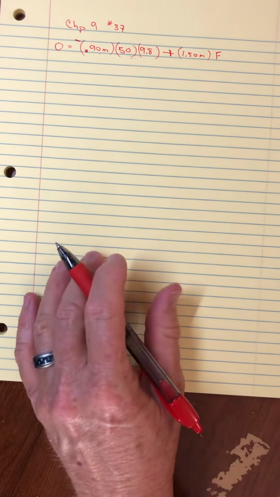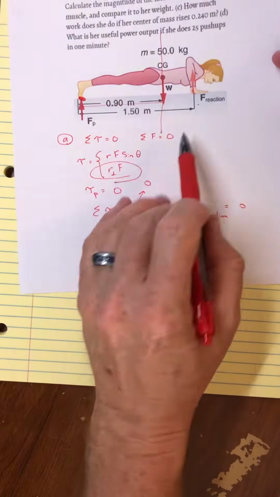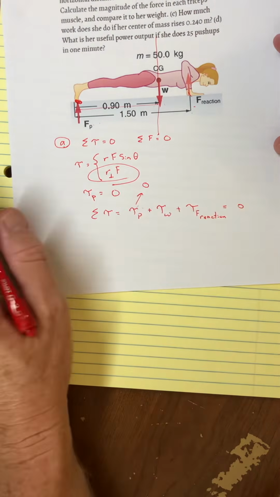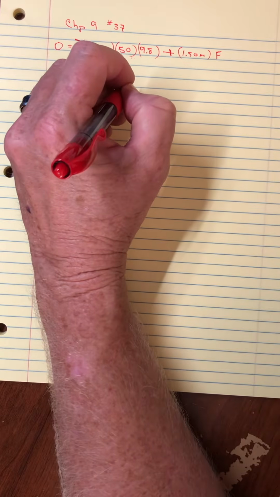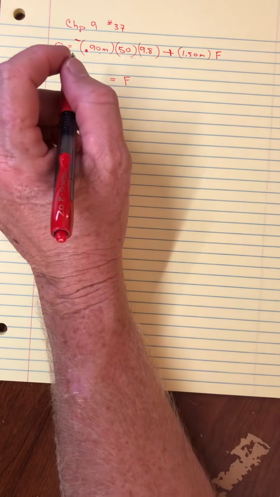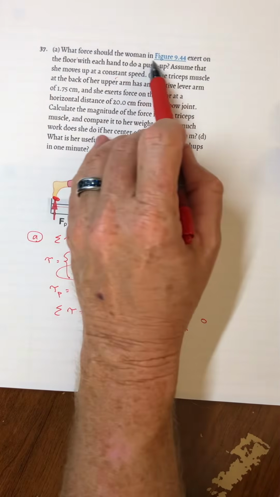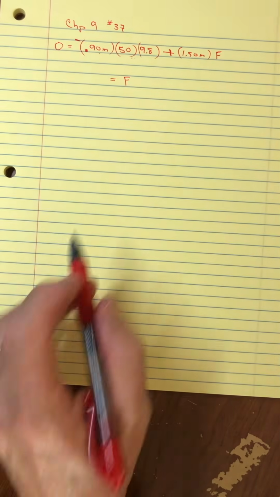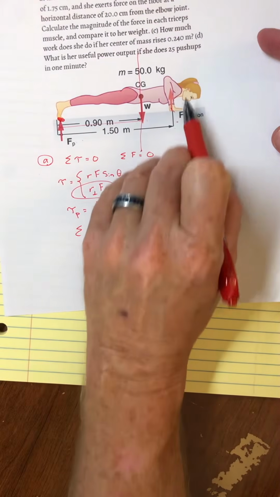So that's a perfect recipe here. It worked out perfectly. Even though there were two forces I didn't know, by picking one of the ones I don't know as the pivot point, I can get the other one. All right, so after a little bit of algebra, I will get this reaction force. Wait, it just dawned on me. It says, what force should the woman exert on the floor with each hand? So this force that I'm about to solve for is the total of the two hands pushing upward.